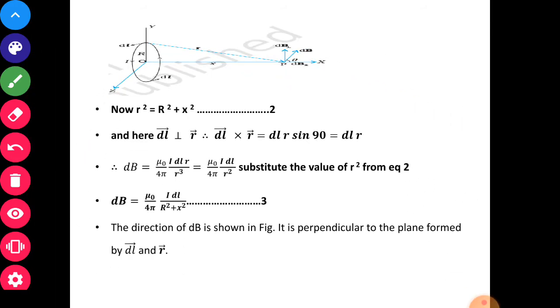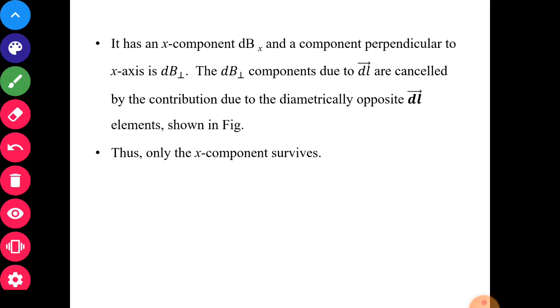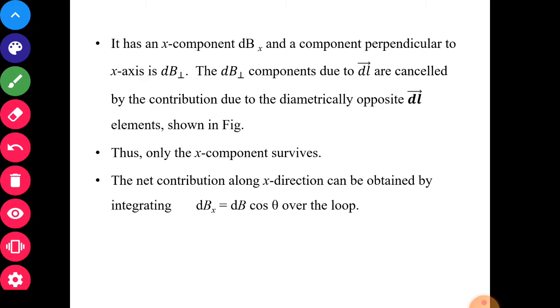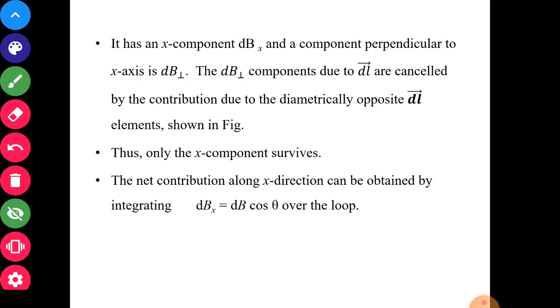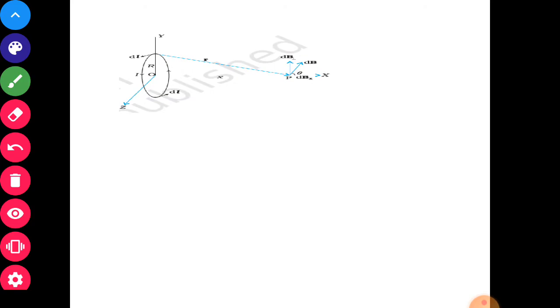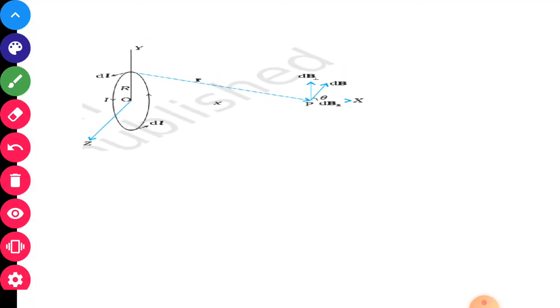That is easy to understand once you see it two or three times. Thus only the x component survives. The net contribution along the x direction is dBx, and that is dB cos theta. So whatever dB is produced, the dB cos theta components are responsible for the magnetic field at point P. Now the calculation part. The figure is there to refer to again and again.